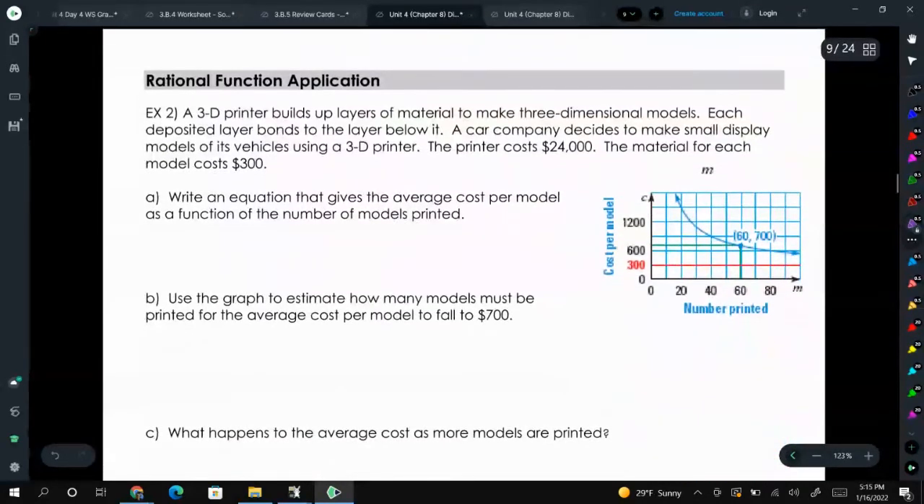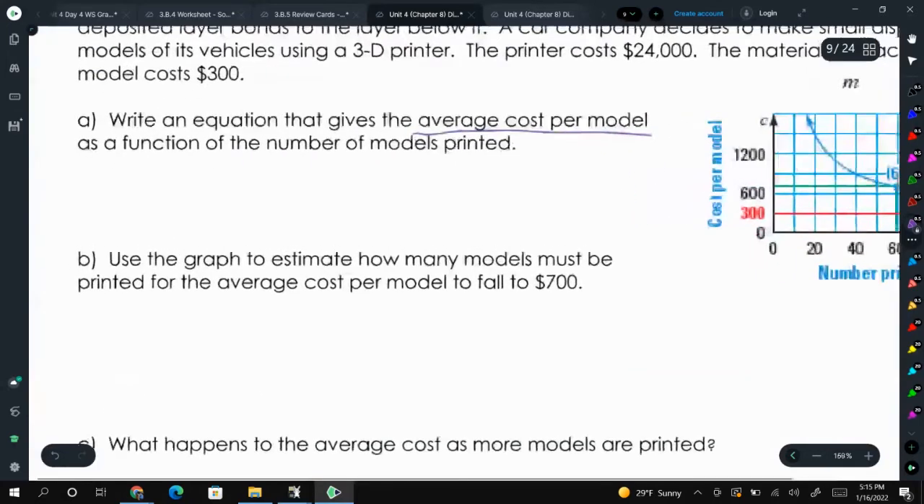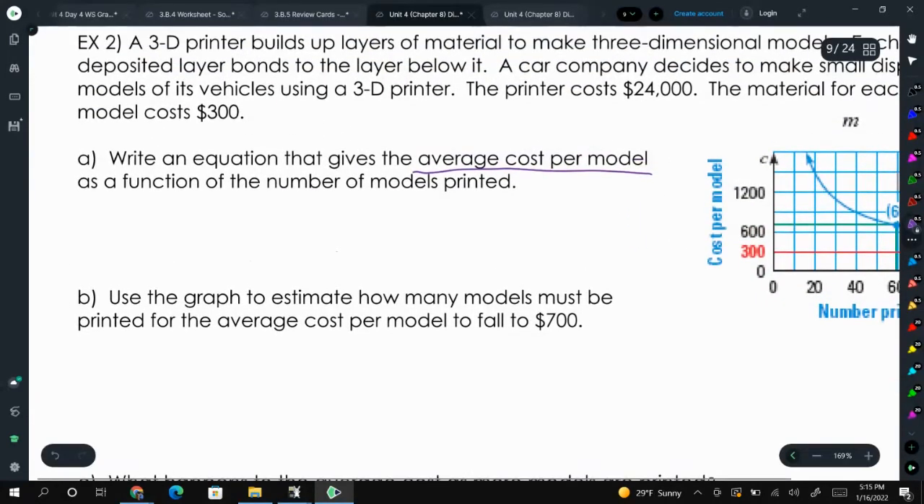On the next page, we have a 3D printer that describes what it does. It builds up layers by printing a layer above the previous one. A car company decides to make a small display model of its vehicles using a 3D printer. The printer costs $24,000. The material for each model costs $300. Write an equation that gives the average cost per model as a function of the number of models printed.